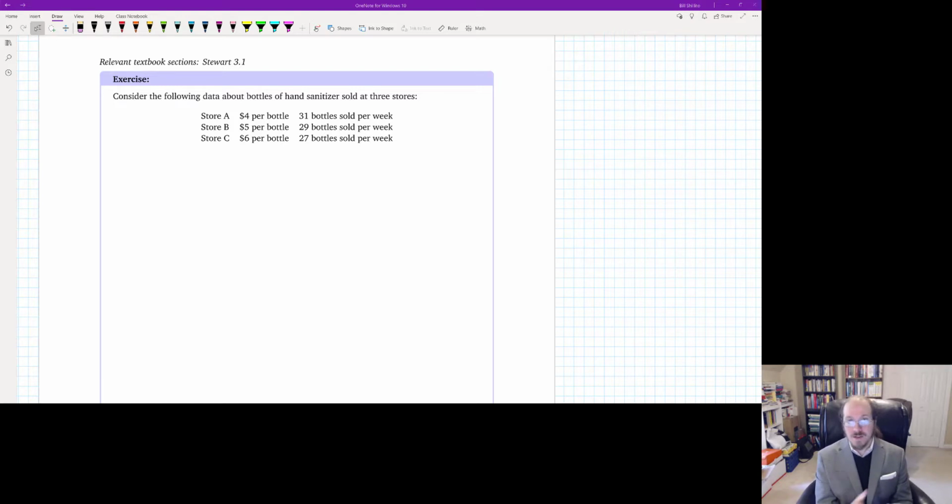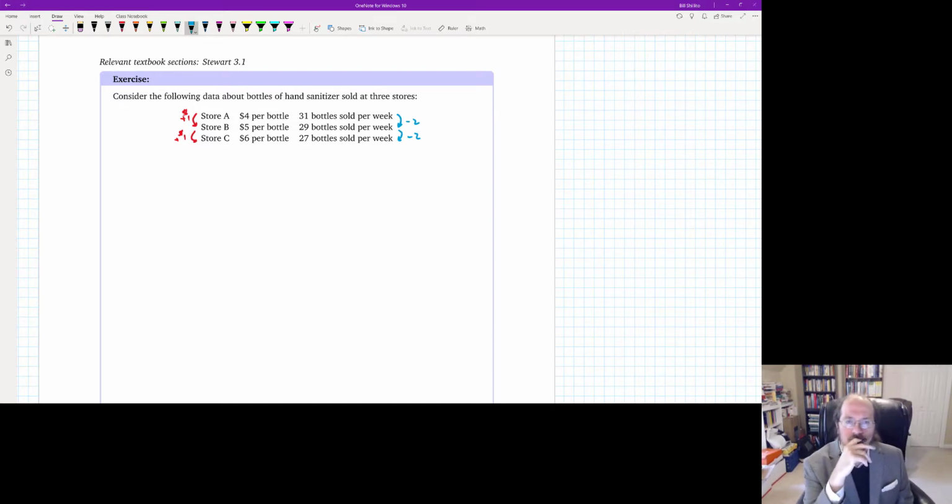Okay, welcome back. Let's get started. So right off the bat, I see some patterns in the numbers in this table. So notice that store A, store B, store C, as we're going down this table, the price that we're charging for our hand sanitizer is going up by $1 per bottle. So that's an interesting pattern. And then there's another pattern as well. Every time that the price goes up by $1, fewer people want to buy it on average. So as the price goes up by $1, the number of people buying it goes down by 2 people.